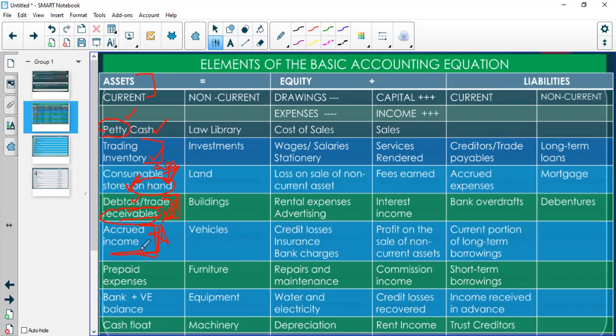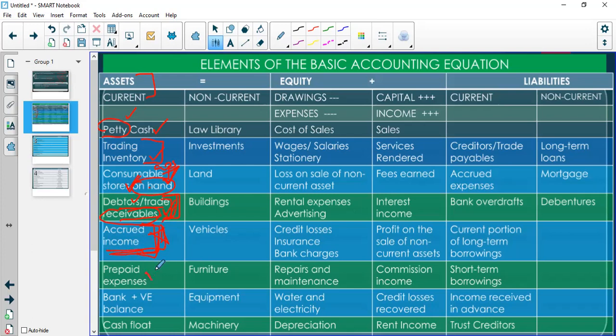For example, it could be your interest. Like if you do a deposit with ABSA for a year, and ABSA is supposed to give you interest on that, but they haven't yet. It's called accrued income. All right.